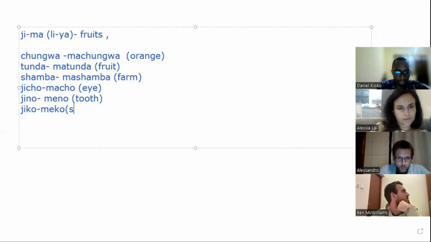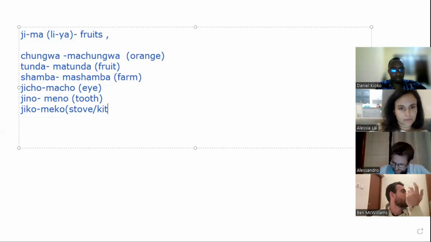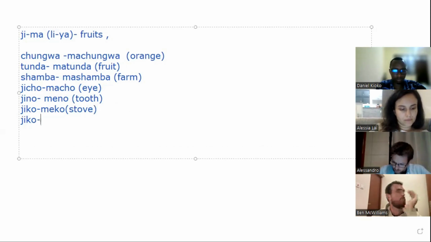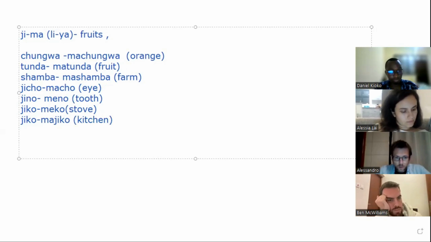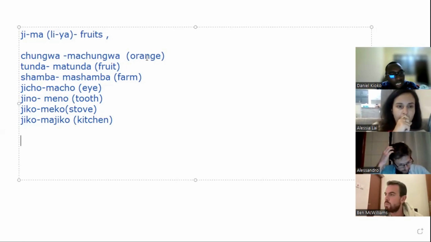Jiko can be the stove or kitchen. But no, stove. So that jiko, majiko will be the kitchen. Anyway, so I've given some body parts and all that. So this one has the jima, we have jime, we have, yeah.